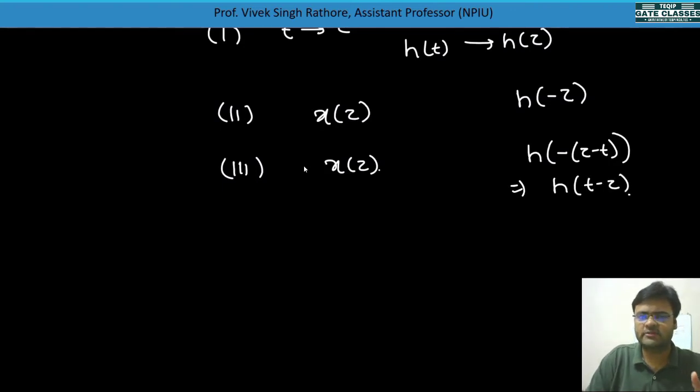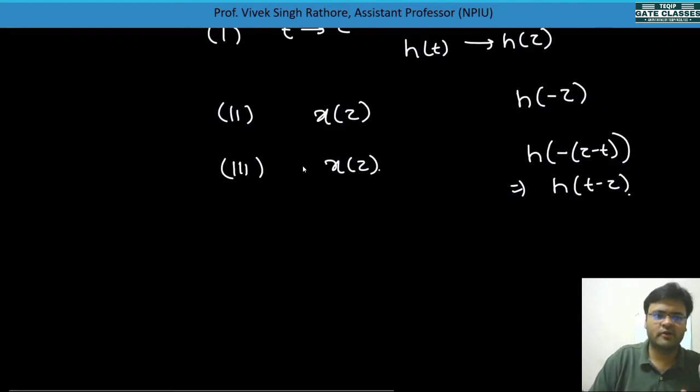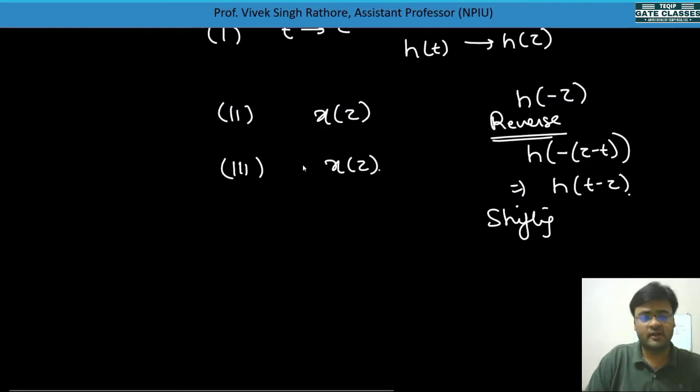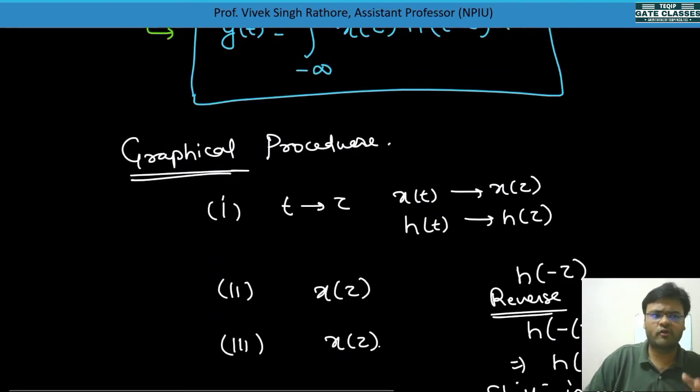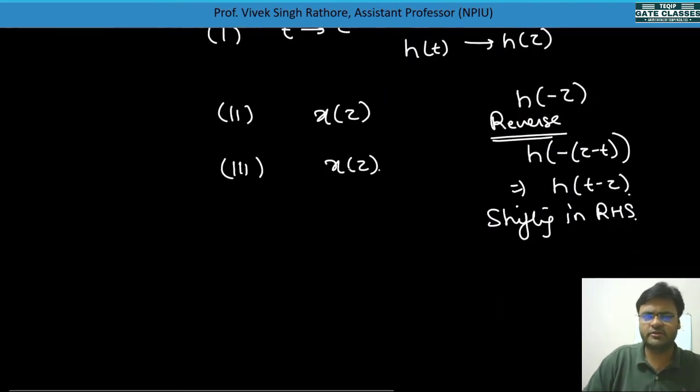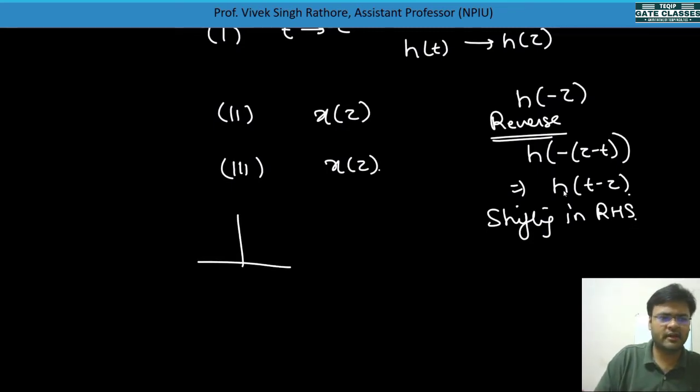Minus tau was there, so first we are reversing it, and then we are shifting it. Shifting in which direction, left or right? In the right hand side. So ultimately, convolution is nothing but the multiplication of your original input signal with the signal which has first been changed to the tau domain, then reversed, and then shifted. Means if some signal is there like this, and you need to do convolution with this one, let's suppose 0 to 5 and 0 to 10.